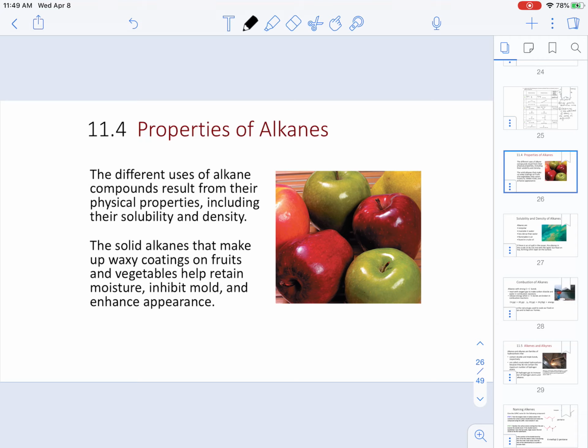Understand that alkanes are more common than what we think. For example, solid alkanes can be found in the waxy coatings of fruits and vegetables. So for example, here we have apples that are very shiny, and that's because of the waxy coating that they have. Peppers will be another example where we see these waxy coatings. Understand that these coatings help retain moisture, inhibit mold, and enhance the appearance of fruit and vegetables.